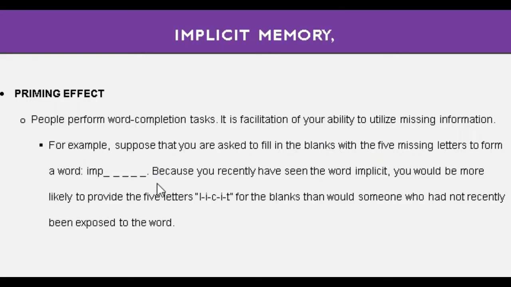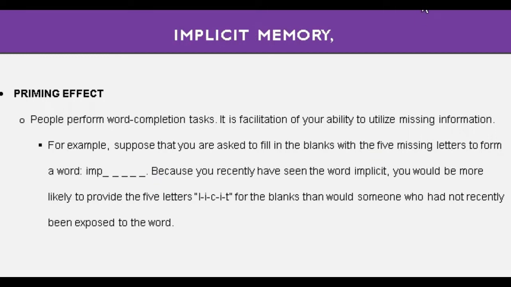Okay, in line with implicit memory, we also have the priming effect. So what is this priming effect? People perform word completion tasks. It is a facilitation of your ability to utilize missing information. Priming is a type of implicit memory. Actually, there are lots of types of implicit memory, but we can only tackle a few of them.